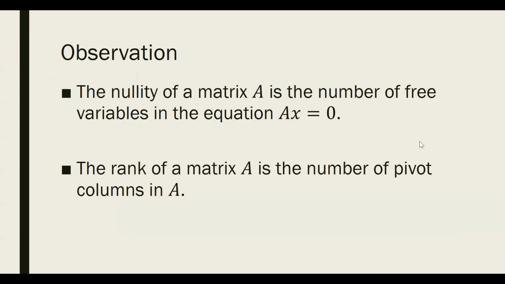I actually don't need to find the basis to get the dimensions. We see that the nullity of the matrix is going to be the number of free variables in the equation AX equals 0. And the rank of a matrix is the number of pivot columns. So the nullity is going to be the columns with the free variables. The rank is going to be the number of pivot columns. And therefore, I don't even actually have to find a basis for the column space of A or a basis for the null space of A in order to find the rank and the nullity.